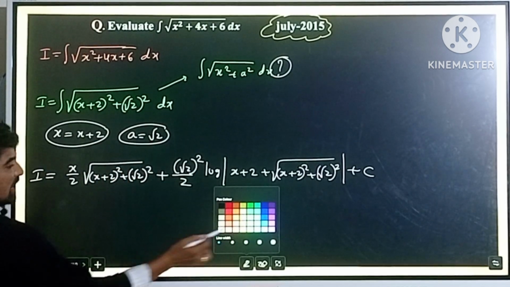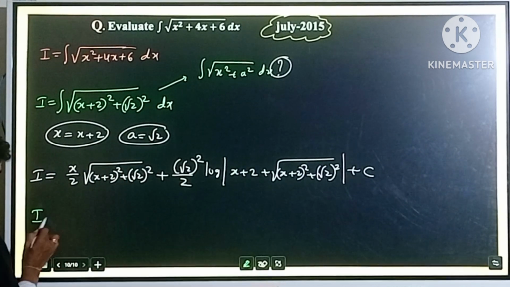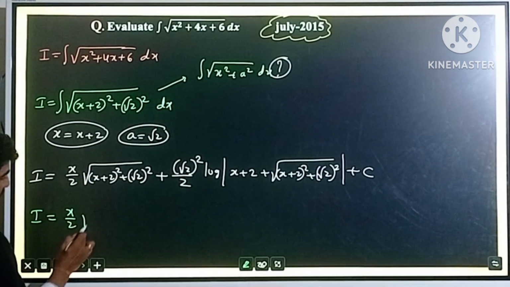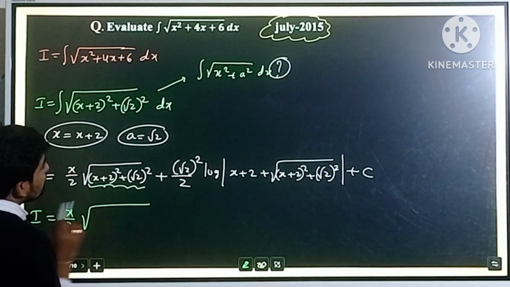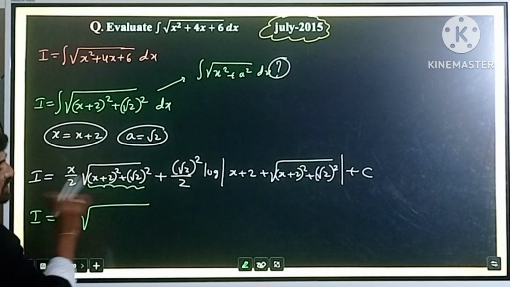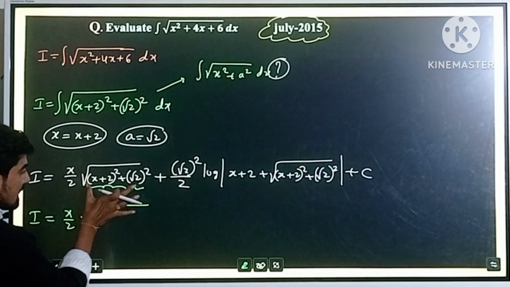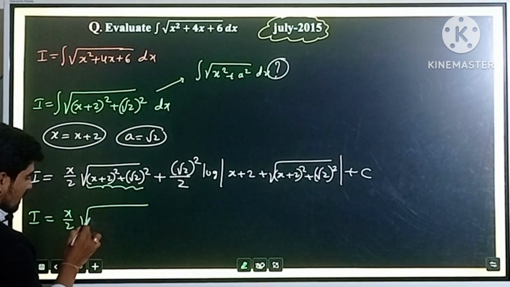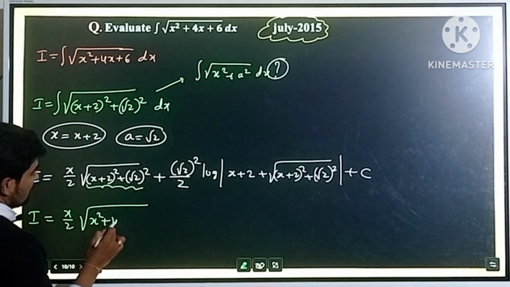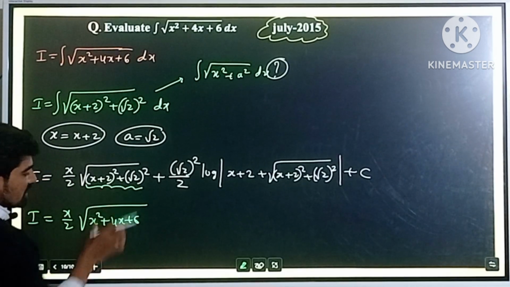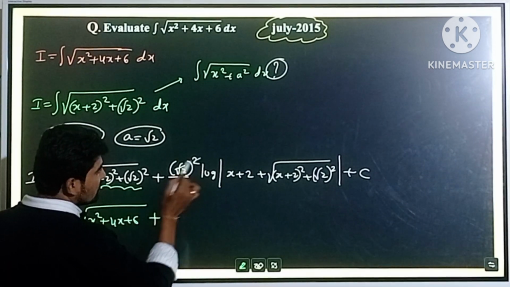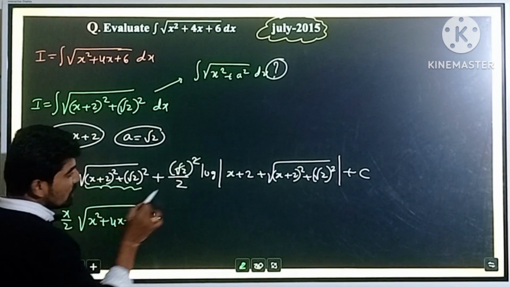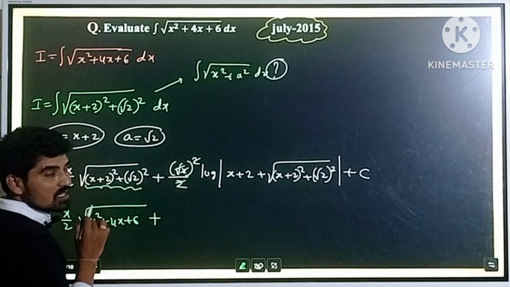Now see here, I is equal to x by 2 into the square root of, so this form is obtained by simplifying this quadratic expression. Therefore, again this can be replaced by x square plus 4x plus 6. Both are the same here. Plus here, the square root and square get cancelled, remains 2. And then 2 and 2 get cancelled, remains 1.